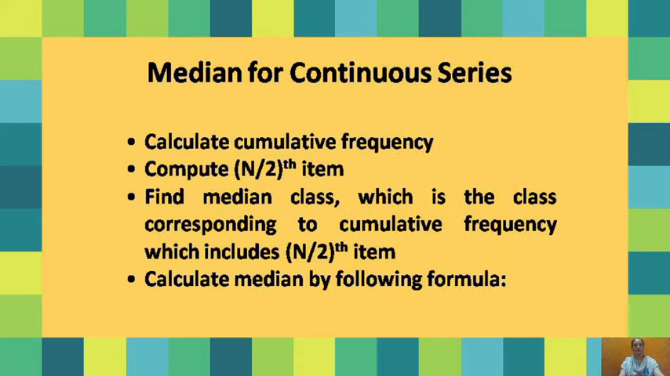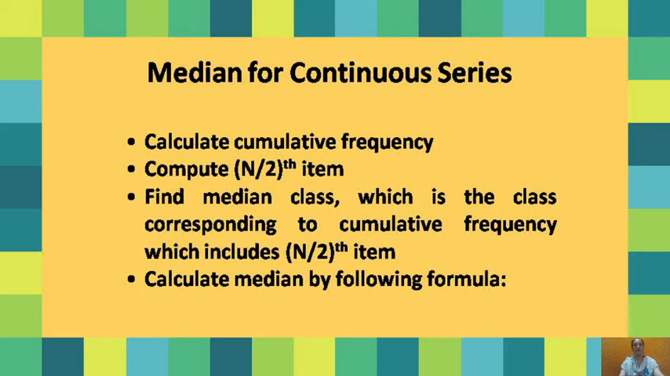So what are the different steps we need to perform to calculate median for this kind of series? There are certain steps. The first one is we need to calculate the cumulative frequency. Secondly, we need to compute the n by 2th item. Thirdly, we need to find the median class with the help of the value of n by 2. Wherever the value of n by 2 falls in the cumulative frequency column, its respective class would be the median class.